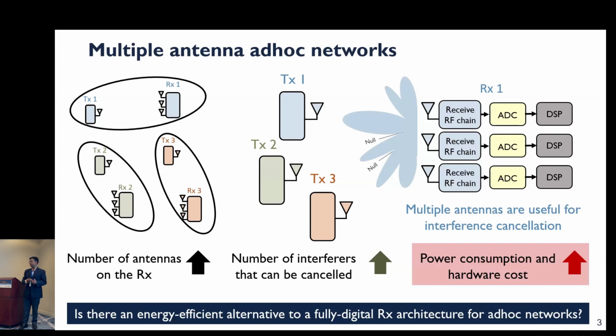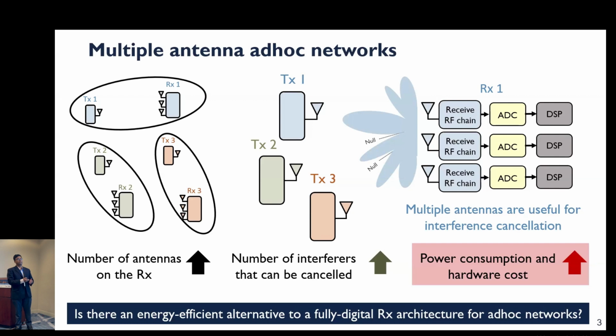To cancel interference at the receiver, one solution is to use multiple antennas, and we are focusing on multiple antenna ad hoc networks. In this architecture, we assume that there are multiple antennas, and each antenna has one receive RF chain accompanied by ADC and DSP. A well-known fact in ad hoc network literature is that as the number of antennas on the receiver scales, there is more capability of cancelling interferers. So more antennas increase the chances of cancelling more interferers.